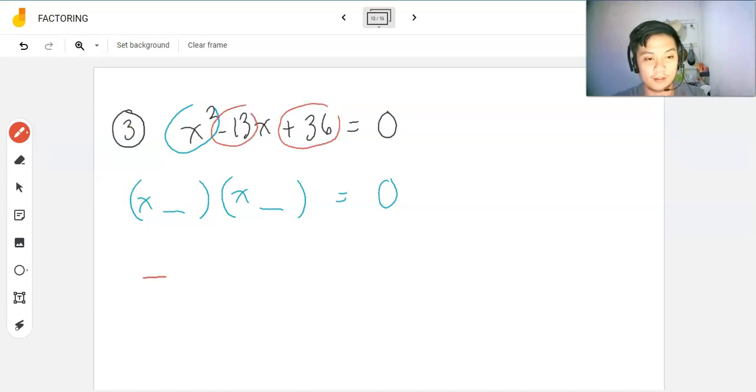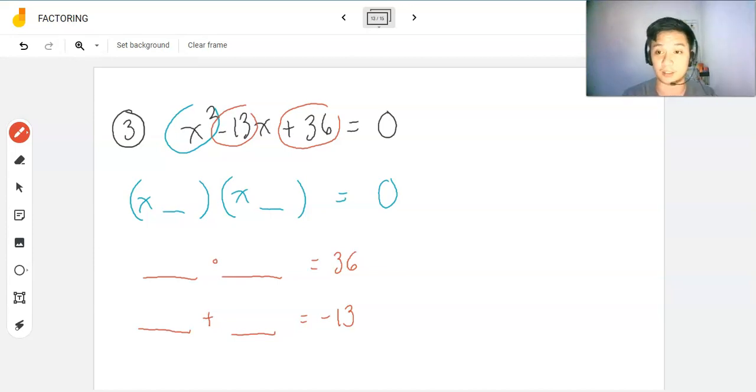So, we have to think of two numbers na ang product ay positive 36 at ang sum ay negative 13. Ang product ay 36 positive, take note. So meaning, we have to think of two numbers na parehas ang sign. It's either parehong positive or parehong negative. Pero which is which? Parehong positive ba o parehong negative?